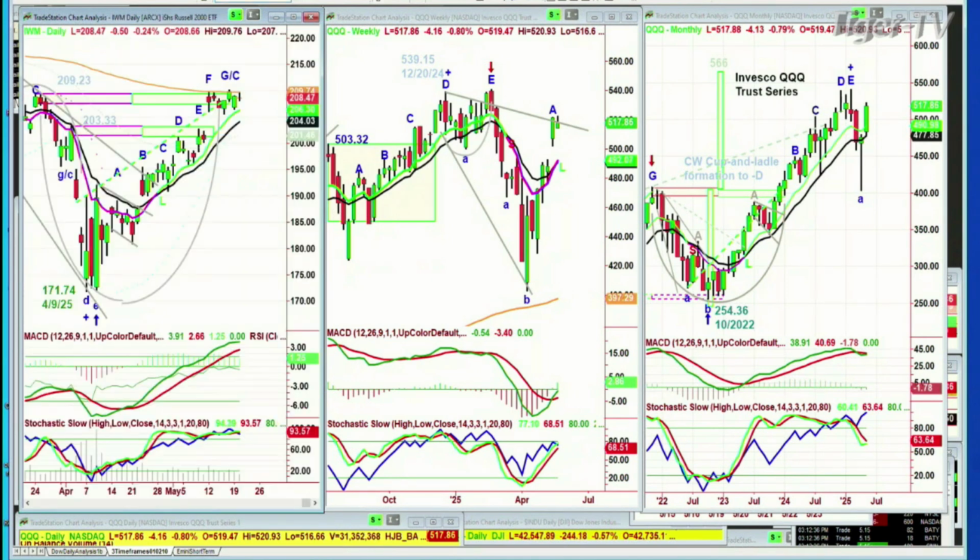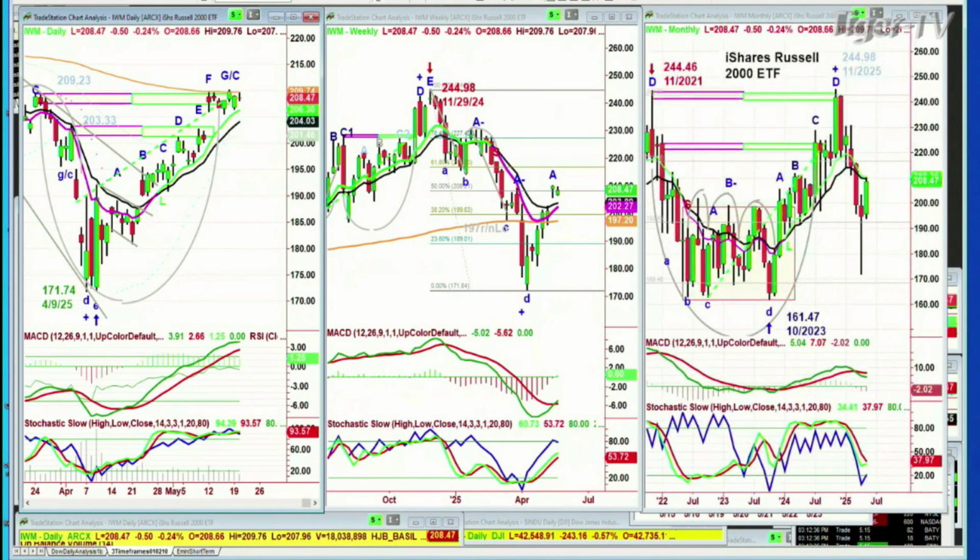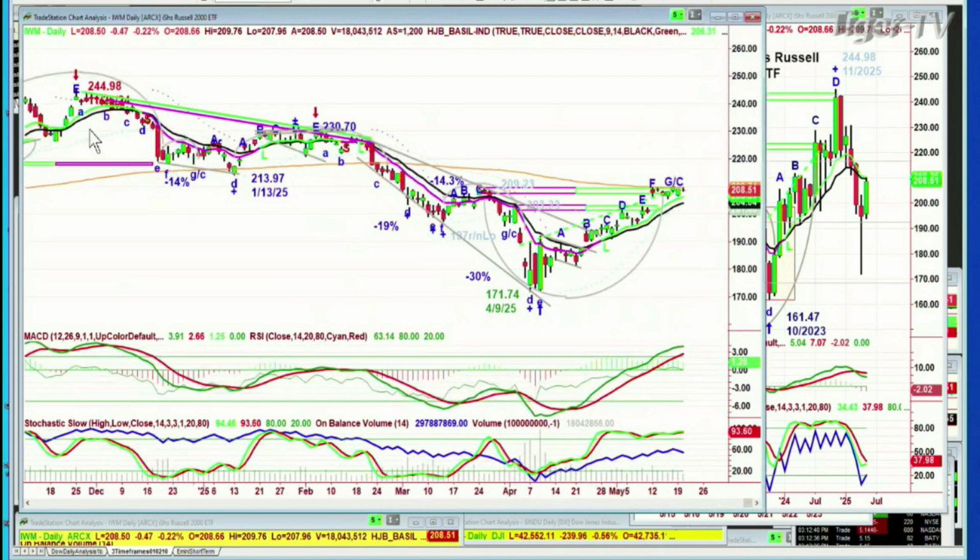IWM, the Russell 2000, stalled at the 200 period. What a beautiful indicator this 200 period moving average is. Look, it was support all the way from December into the February, March, and then it was taken out, it became resistance. Now it's a magnet line.